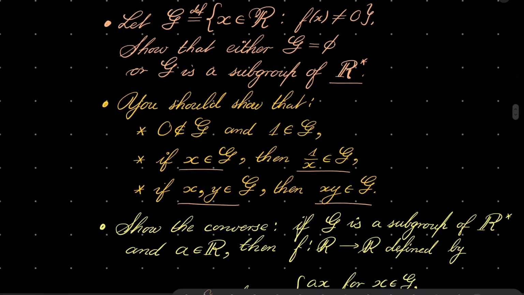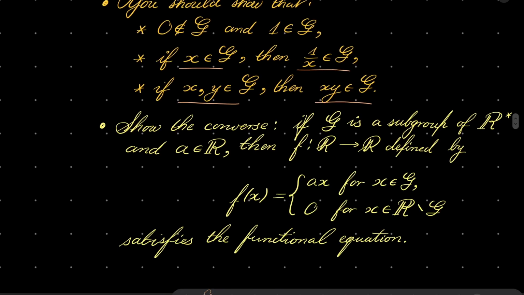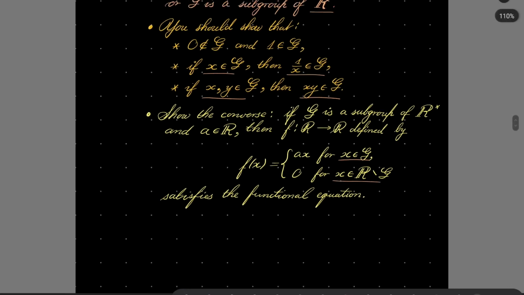Alright, and then show that the converse is also true. So if we have some set G, which is a subgroup of non-zero real numbers with multiplication, then any function f defined by f of x equals ax for elements of our subgroup and 0 for every other element, every function of this form also satisfies our functional equation. So give this problem a try and I will see you in just a minute.